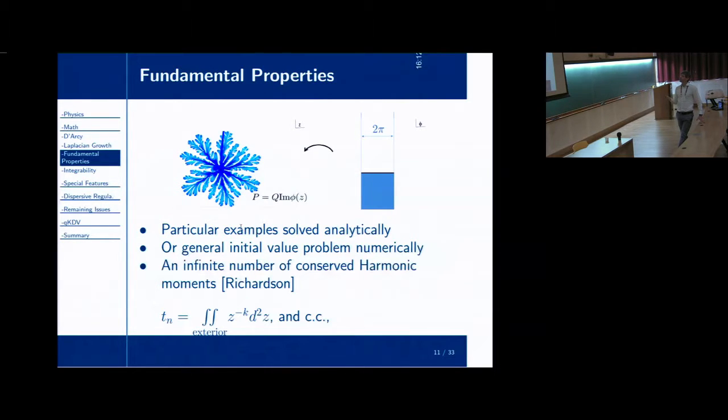To see that, you can use the conformal maps or other techniques. And it's defined as the integral on the exterior of the domain of z, where z is the complex parameter, to the power minus k, d squared z. Right? And there's also the complex conjugate of it, which is Tn bar, which is also conserved. So they're complex parameters which are conserved.